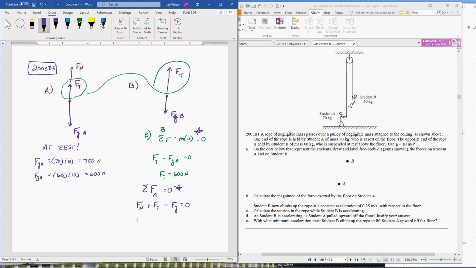So now we're going to fill in what we know. I don't know force normal. I know force tension is 600 and it's up in this part. And force gravity is 700, so it's down. And force normal will then be 700 minus 600, which is 100 newtons. So there's my answer to part B. Okay. So far, so good.